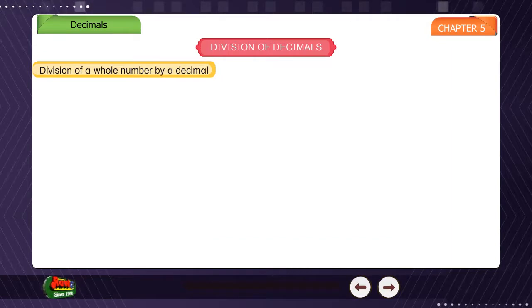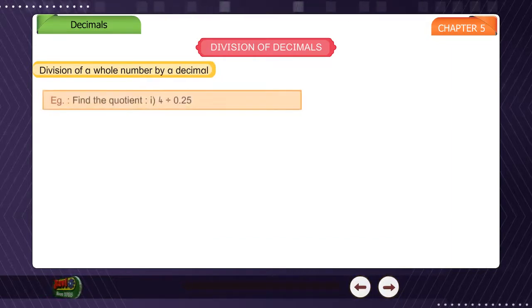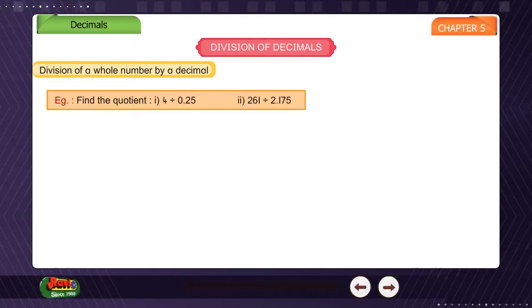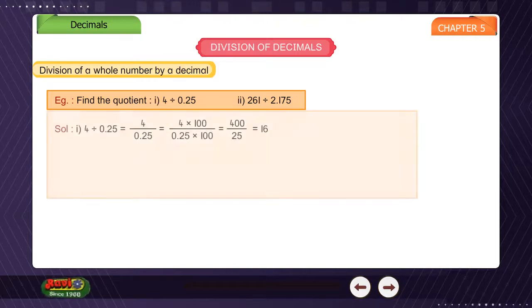Division of a whole number by a decimal. Example, find the quotient. 1. 4 divided by 0.25. 2. 261 divided by 2.175. Solution. 1. 4 divided by 0.25 is equal to 4 by 0.25, is equal to 4 into 100 by 0.25 into 100, is equal to 400 by 25, is equal to 16.